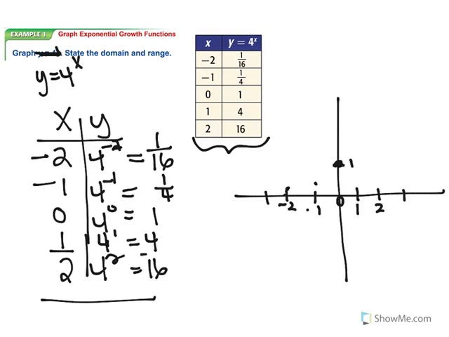And then our 1 maps to 4. So we're going to go to 1, and then we're going to count up 4 spaces and put a dot there. And then our 2 goes to 16, so it's going to be way up here somewhere. So once we graph that line, it's going to look something like this.